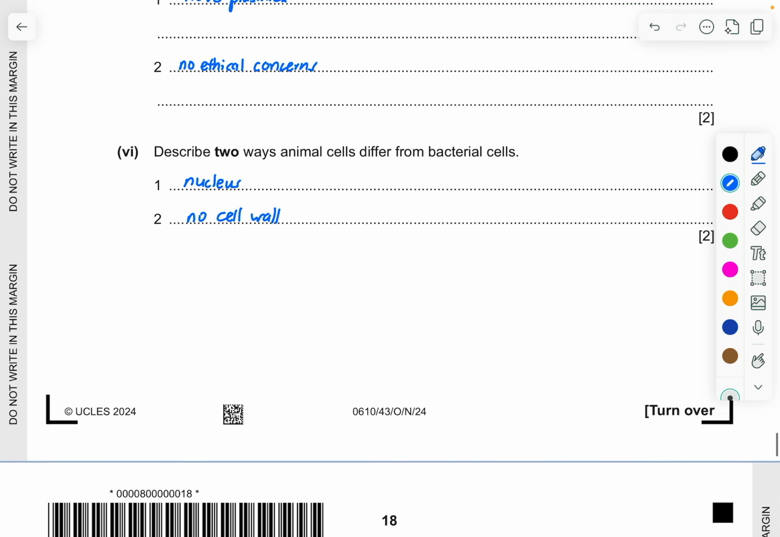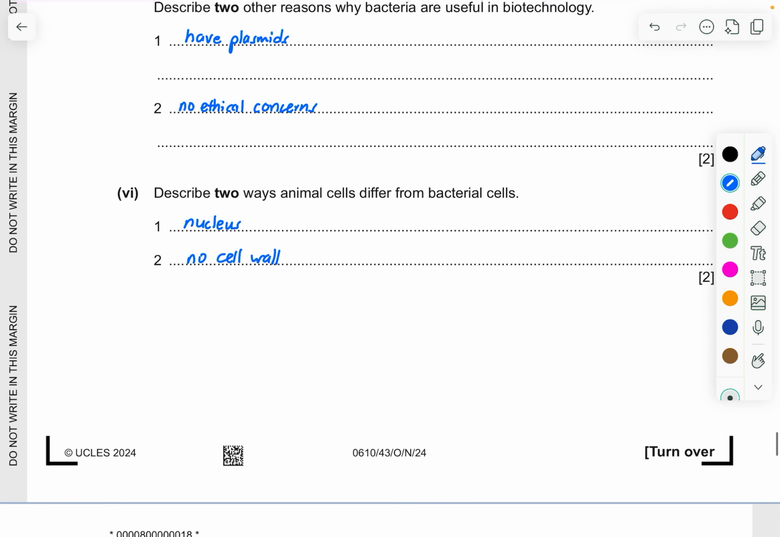And part 6, okay, so describe 2 ways animal cells differ from bacterial cells. They're asking you the difference between a eukaryote and a prokaryote. So it's simple: animals have a nucleus, they have no cell wall. I think that is pretty much sufficient. If you mention no plasmid, that also can, right?